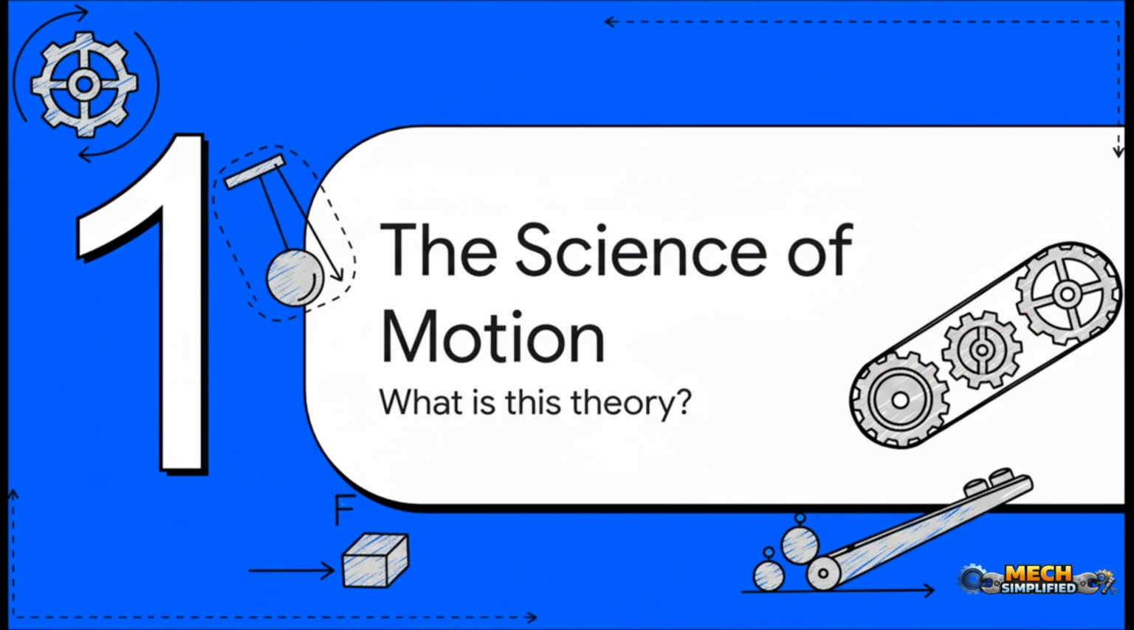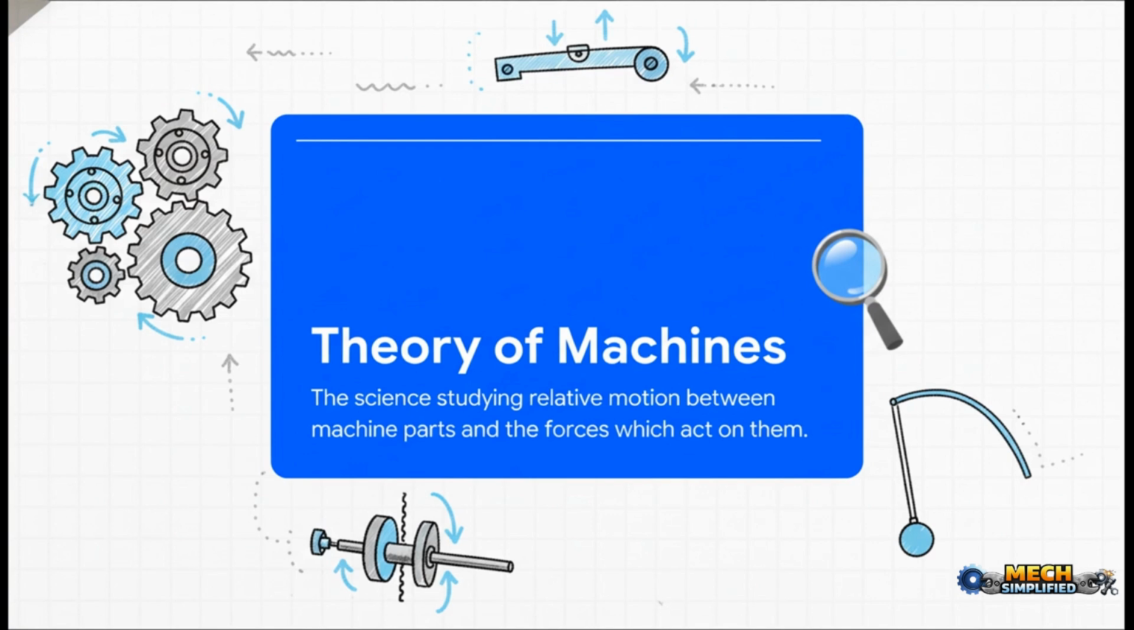So what exactly is this theory that basically governs the entire mechanical world? Okay, so the textbook definition is basically this. It's the science that studies the relative motion between the parts of a machine and the forces that act on them. But what does that really mean? Well, it's not just about stuff moving. It's about how parts move in relation to each other and why they move the way they do because of the forces involved.